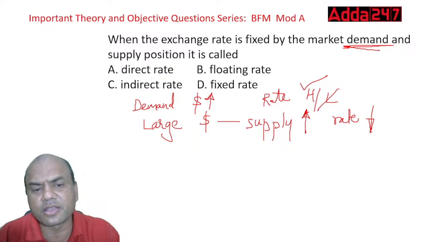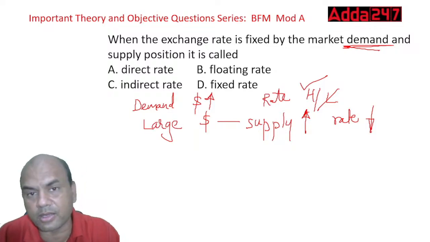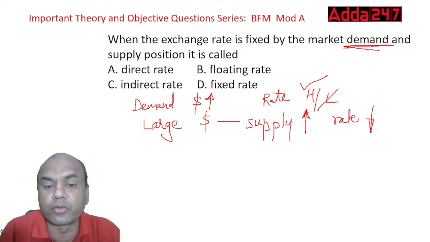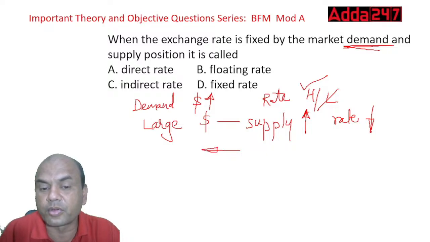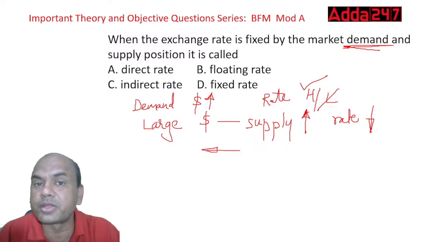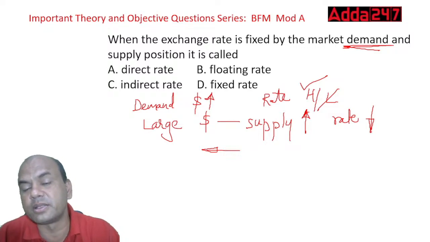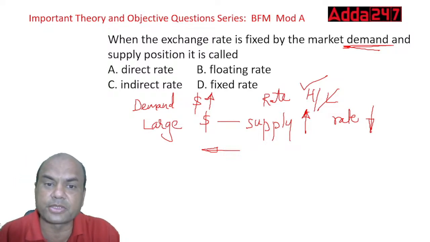And vice versa. If the dollars go out of the country, if all the investors are moving out of the country, so dollars are moving out, then what happens? There is a less supply of dollars in this country. Then the rate will go up. So what is this called as actually? Whenever it's decided by this demand and supply position, it is called as what?